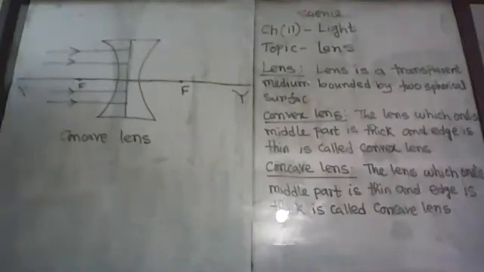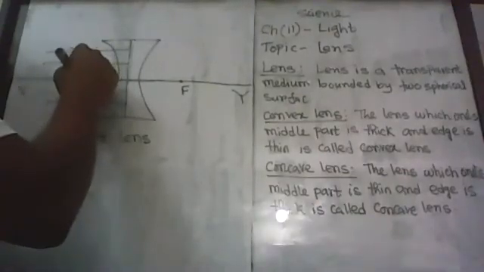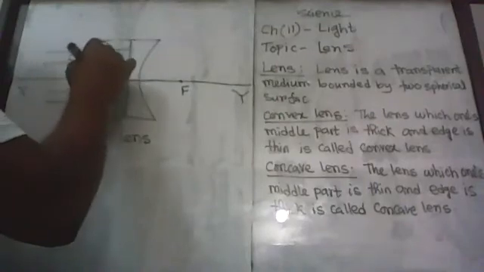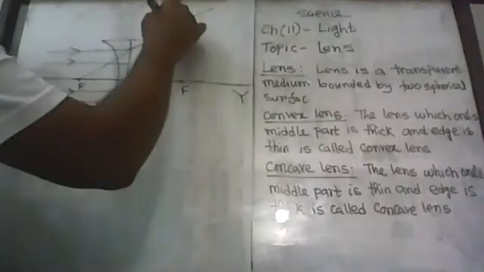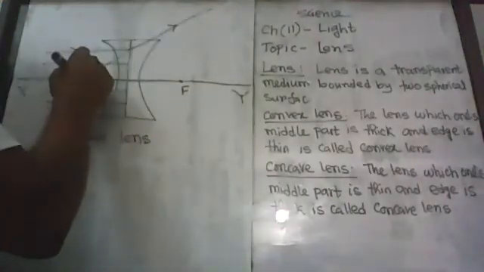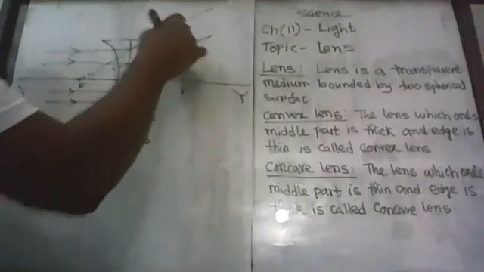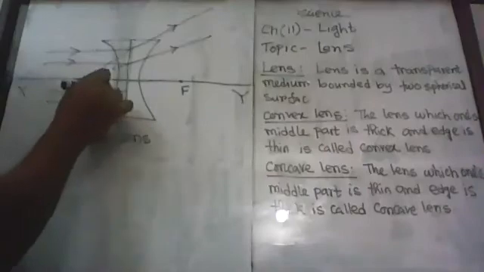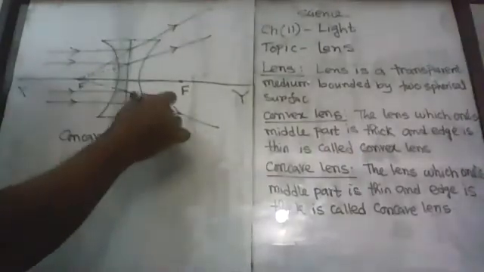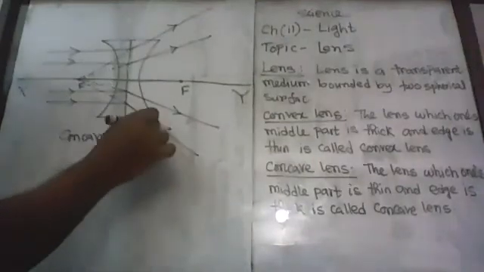Okay, then at first I'm going to connect F with the first point with a dotted line. Then the ray of light passes in this direction. The second point, dotted line, then the ray of light passes in this direction. Third point, dotted line, in this direction. The fourth point, just in a straight line.